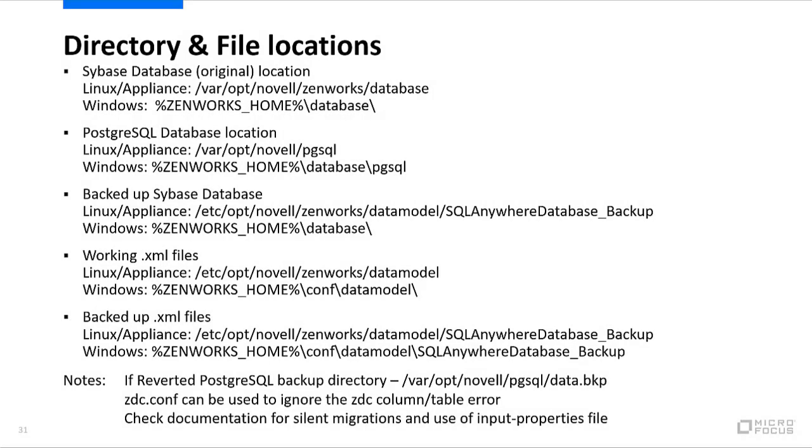Some directory and file locations are listed here: the Sybase database original location, the Postgres database location, the backed up Sybase database, working XML files, the backed up XML files, and again, if reverted, the PostgreSQL backup directory. Even if you revert, it'll back up that PostgreSQL. And then the ZDC conf can be used to ignore the ZDC column and table error.